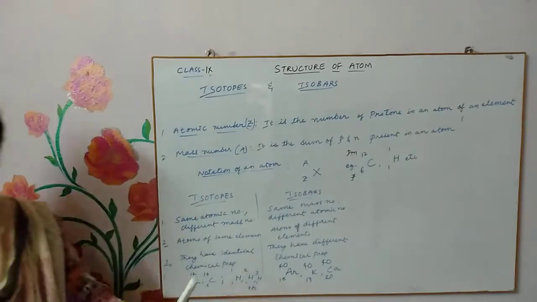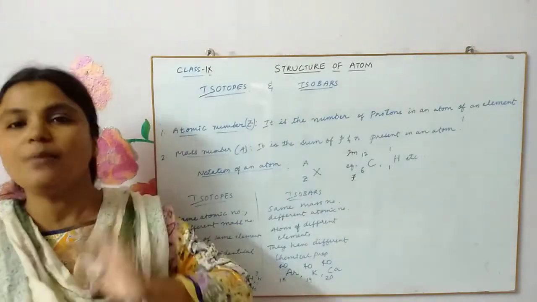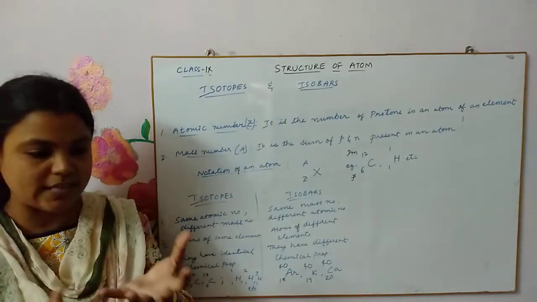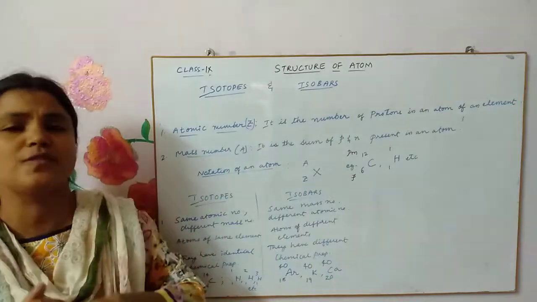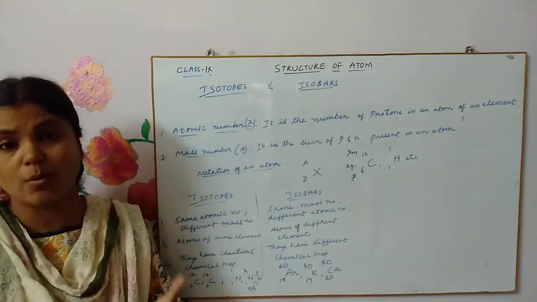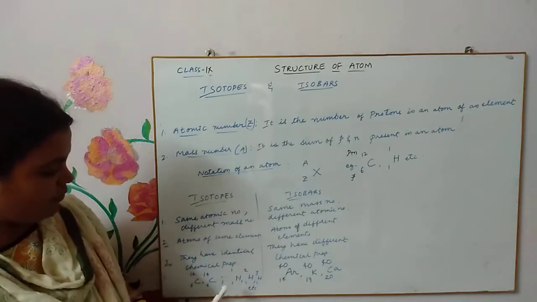But here I just want to add one more point. A slight difference in the physical properties can be seen because of the difference in the neutrons. The density will be different. Such physical properties will be slightly different. Melting points or boiling points, all such will be a little different.